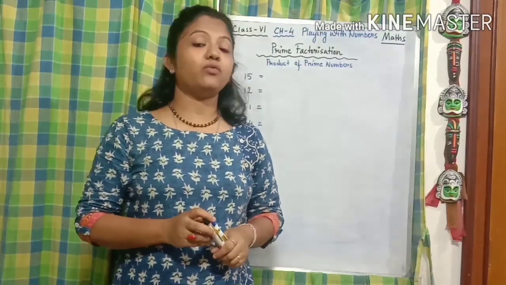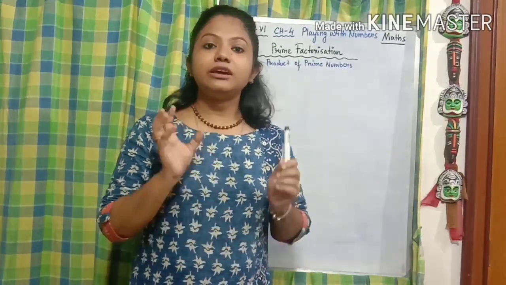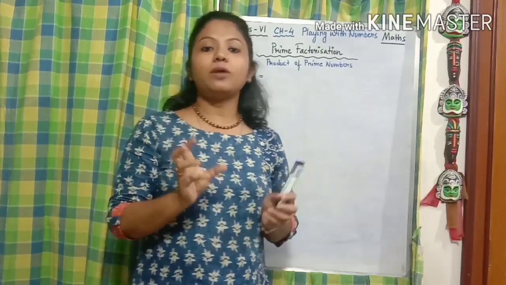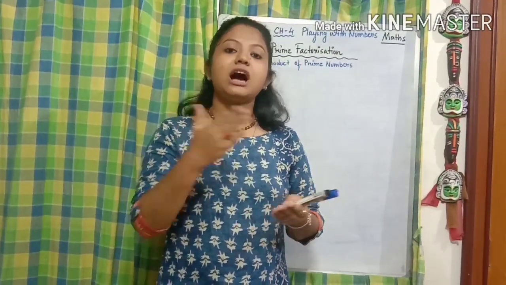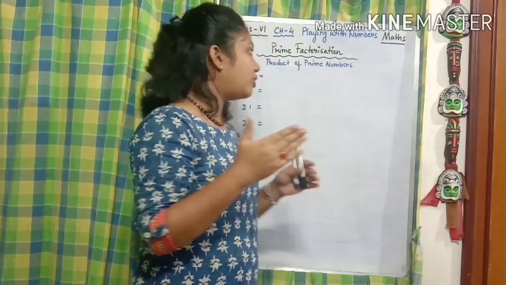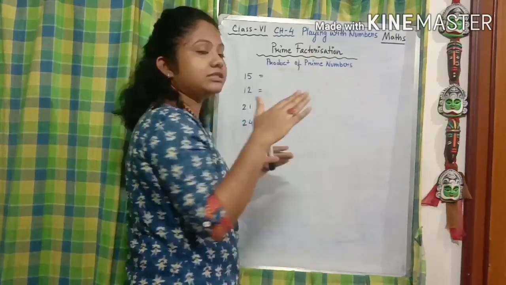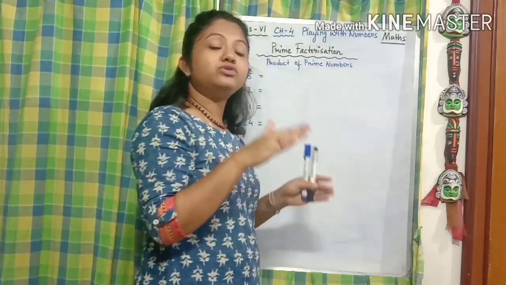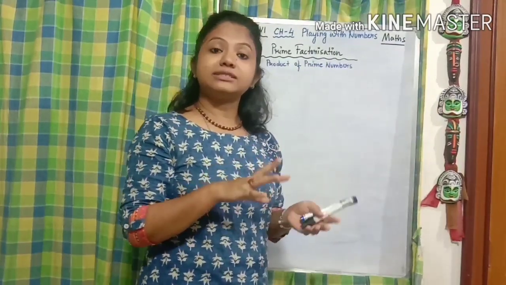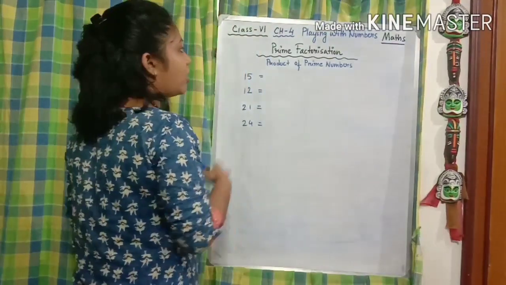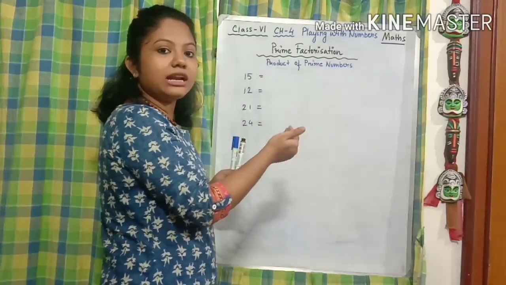Now when we talk about prime factorization, one thing is very sure: the topic of prime numbers comes in. So when we say prime factorization, how are we going to deal with that? The meaning of prime factorization is the product of two prime numbers, or we can say co-prime numbers. So here, how are we going to deal with that?